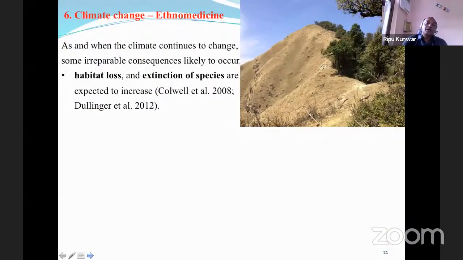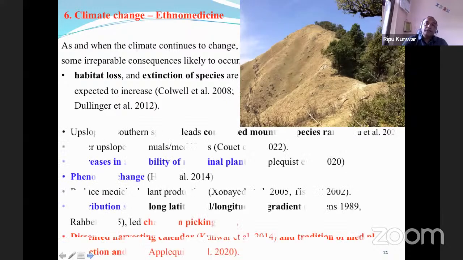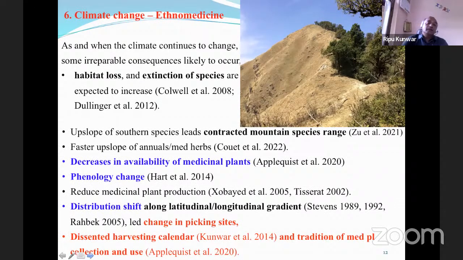So the last one, the components of ethnomedicine or ethnobotany, is climate change. Climate change can also influence ethnobotany or ethnomedicine, so we can consider this one more important variable. When the climate continues to change, there might be some irreversible consequences like habitat loss or extinction of species, or even, as you have heard, upslope movement of the southern species, which leads to the contraction of the mountain species range.